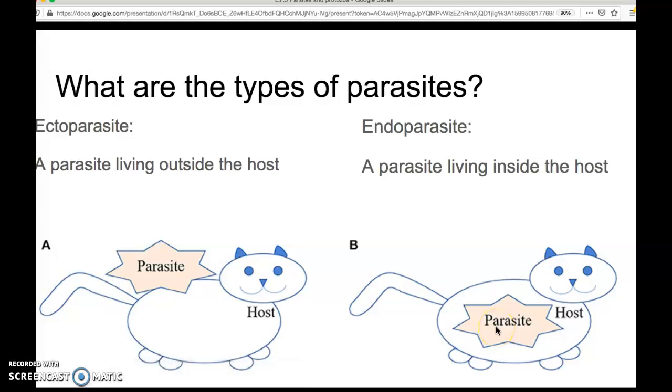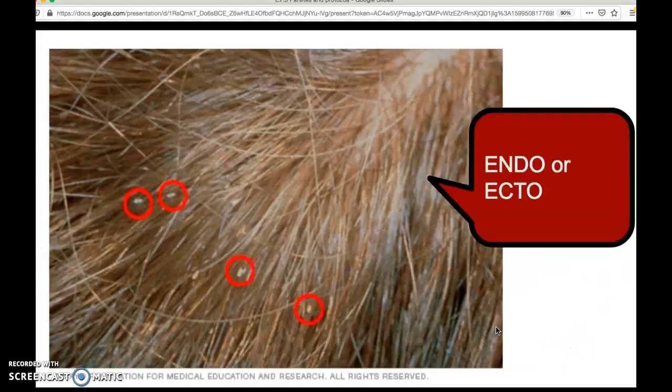So they can live either outside, so like a leech on the outside, or inside like a tapeworm or some of our protozoas, right? Let's do some more examples, just like we did identifying the host and the parasite. Is this endo or ecto parasitic organism? The lice is actually an ecto, right? Because it's on the outside of a human.